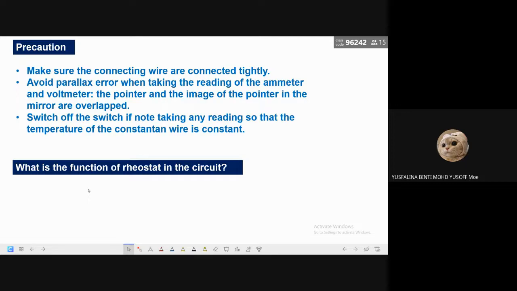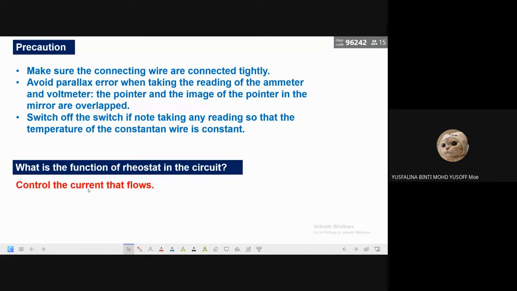And also it's to save your battery. If you keep it switched on, then your battery will be low. That's why you cannot get the correct reading, because you're using up your battery and your battery also becomes hot. So make sure when you do this experiment, when you don't want to take any reading, or maybe you want to set it up first, switch off first, right?